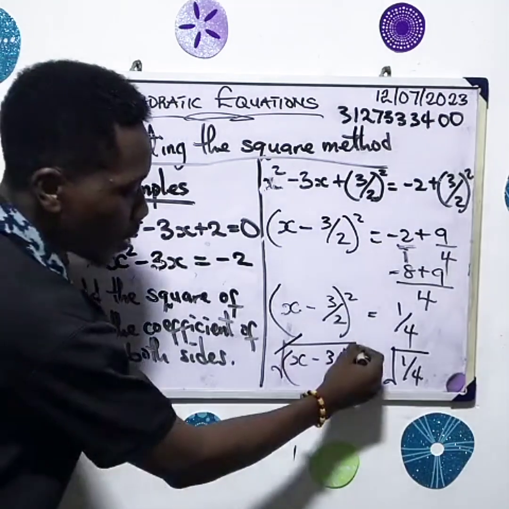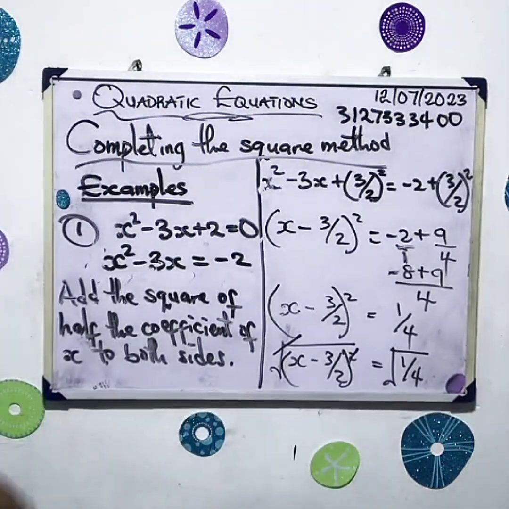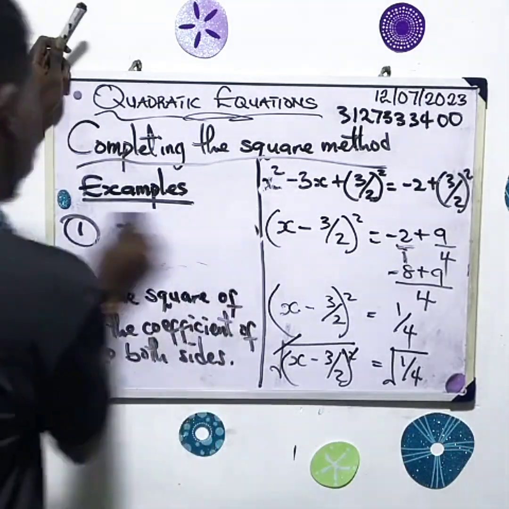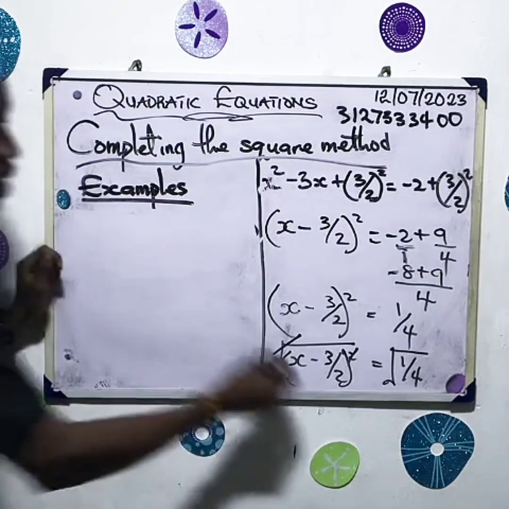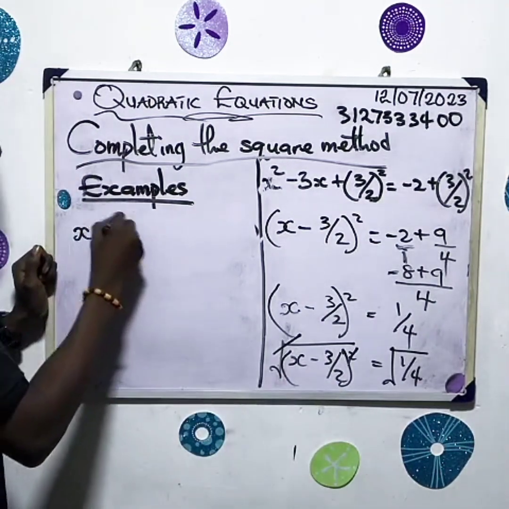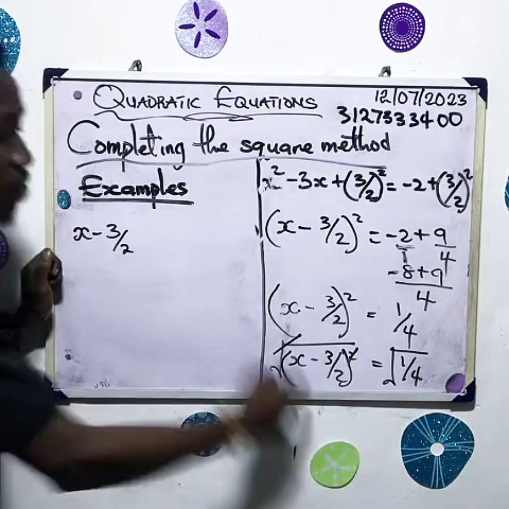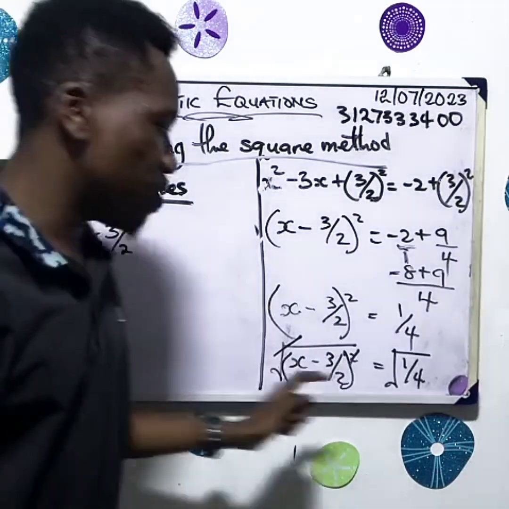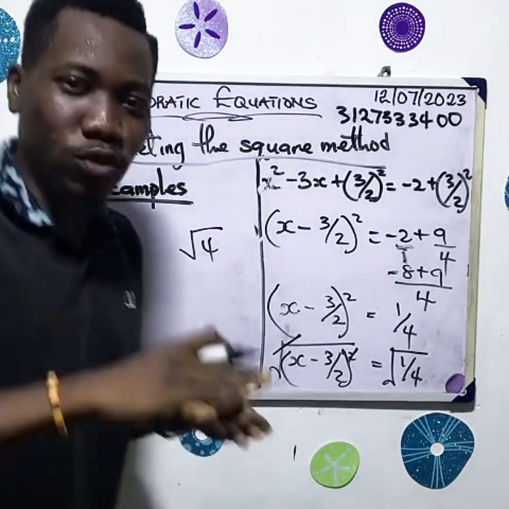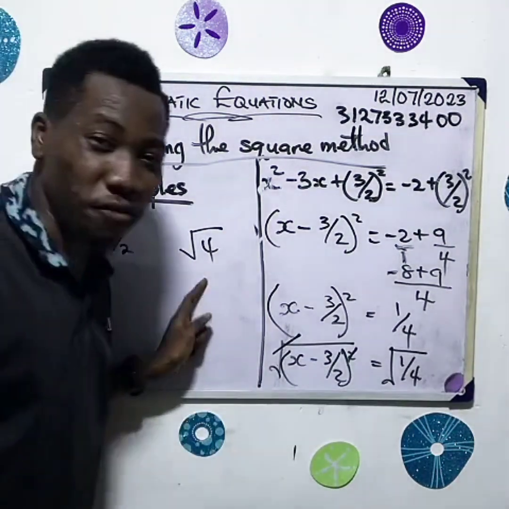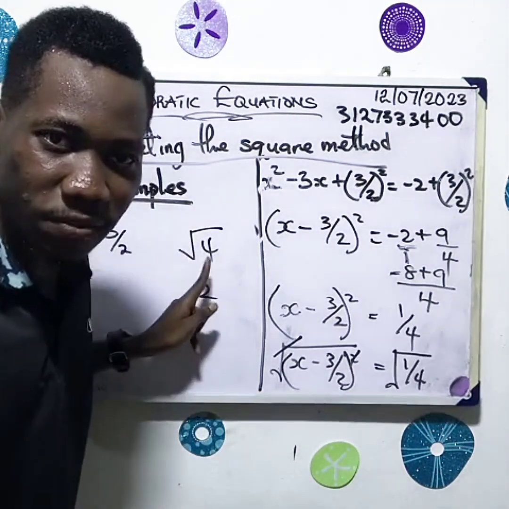The square root cancels out the square. So we have x minus 3 over 2, because the square has been eliminated now. X minus 3 over 2 equals... Now note please, the square root of 4. At this level we should upgrade ourselves. The square root of 4 is not just 2. Yes, 2 times 2 will give us 4.